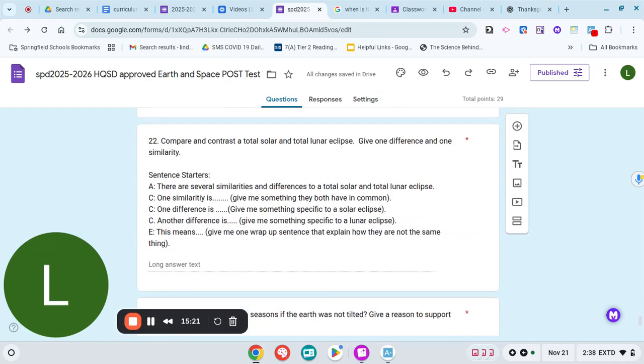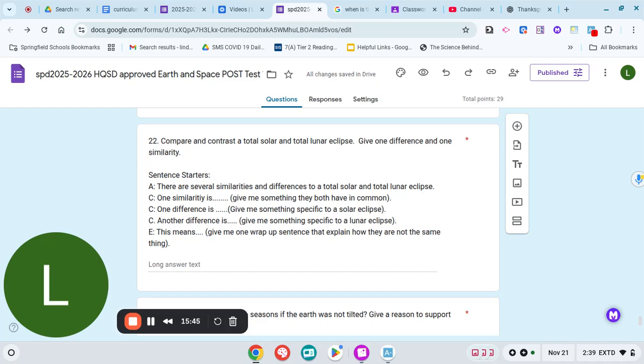22 is your ACE. It says compare and contrast a total solar and a total lunar eclipse. Give one difference and one similarity. Notice it's A, C, C, C, E. So I'm looking for anywhere from 3 to 4 sentences. You could combine maybe some of the C's.